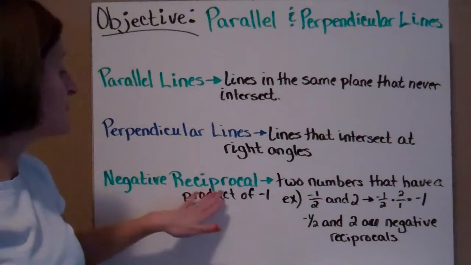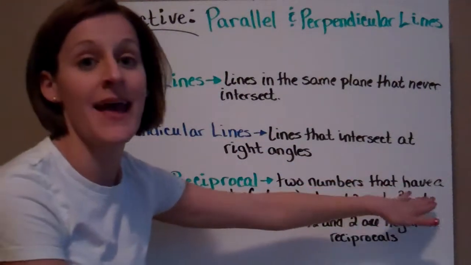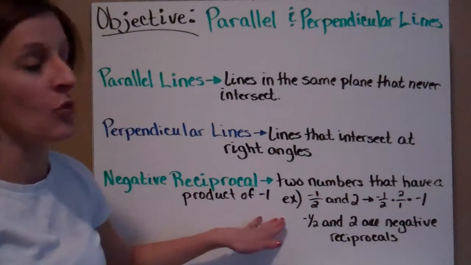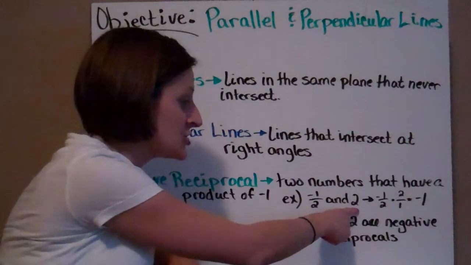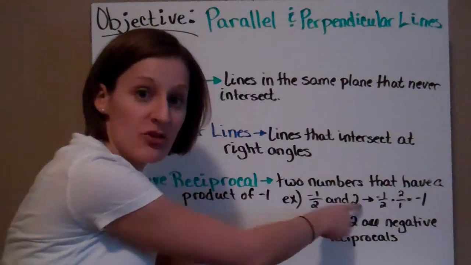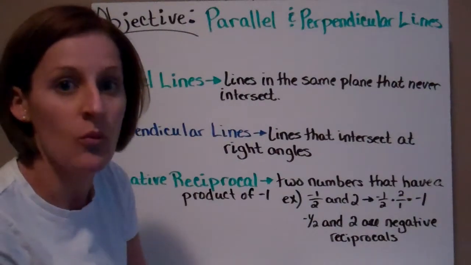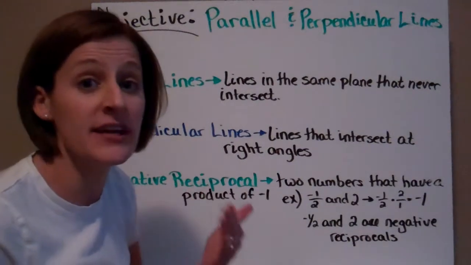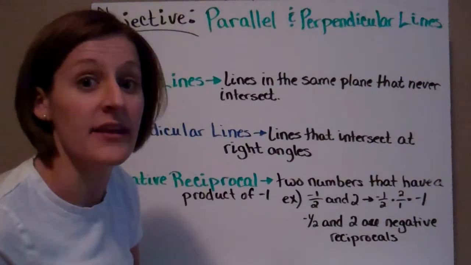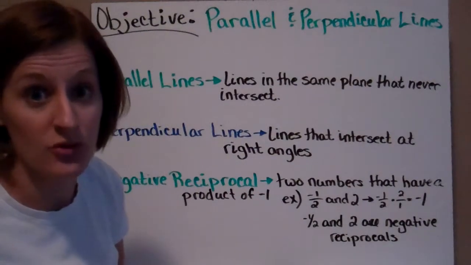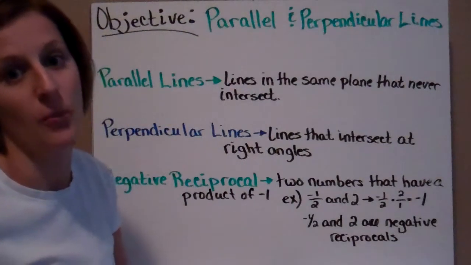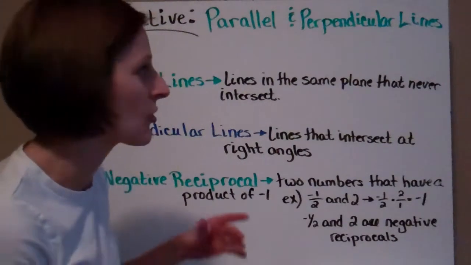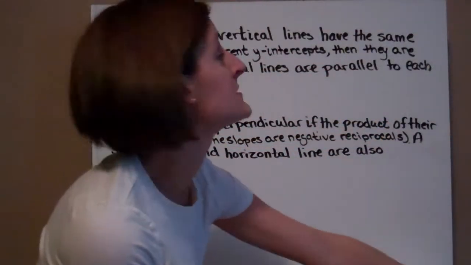Okay, a negative reciprocal is two numbers that have a product of -1. For example, -1/2 and 2. If you multiply these two numbers together, you're going to get -1. So, what you're basically doing is taking the reciprocal of a number, and then if it's positive, you make the reciprocal negative. If the original number is negative, you make the reciprocal positive, and that will give you the negative reciprocal.